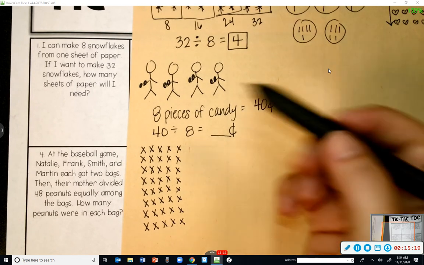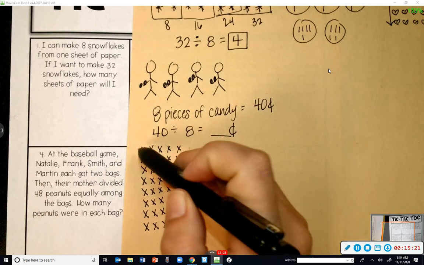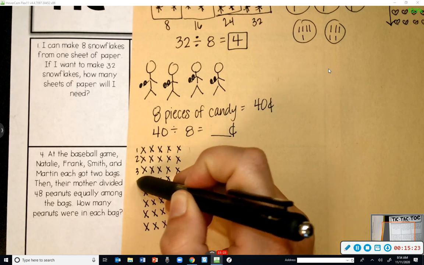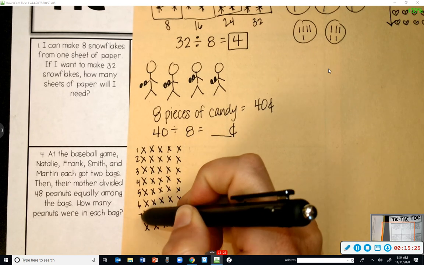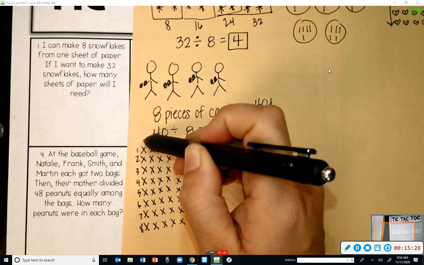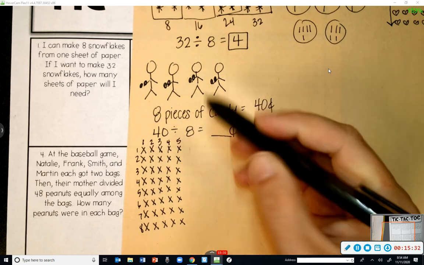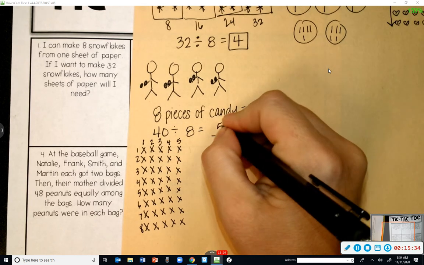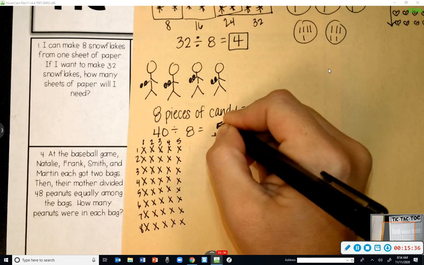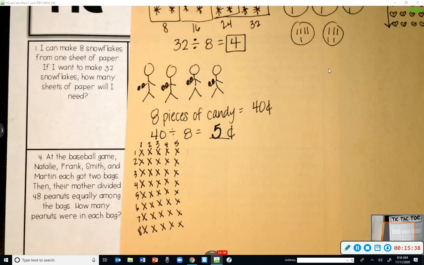I'm going to count how many are in each of the 8 rows I made. 1, 2, 3, 4, 5. 5 is 5 cents. So each piece of candy will cost 5 cents.